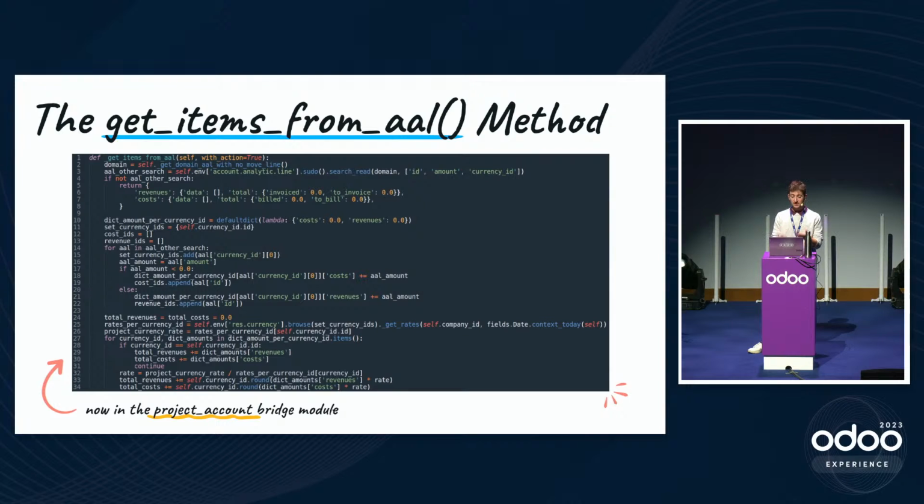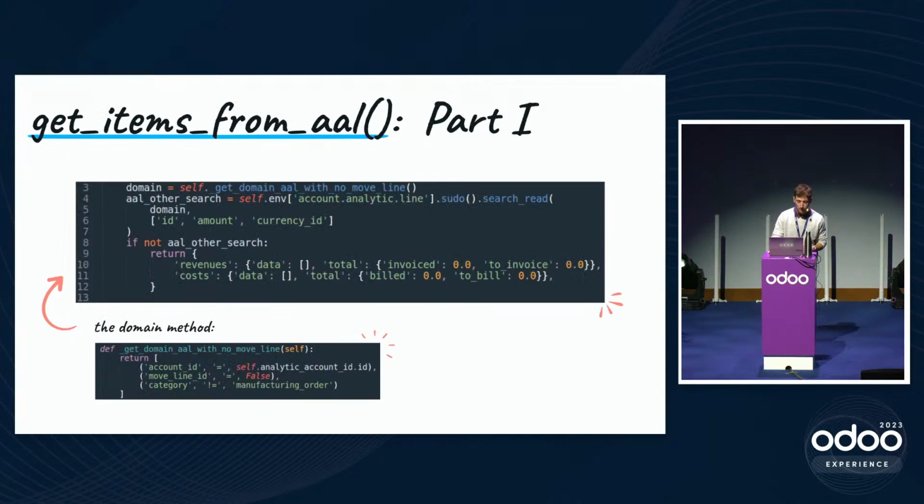For example, this is the same method, the get items from account analytic lines method, but this time in the project account module. So we're going to focus on this. I know it's kind of big and we can't take it all together, so we're going to break it into steps and look at each step individually.